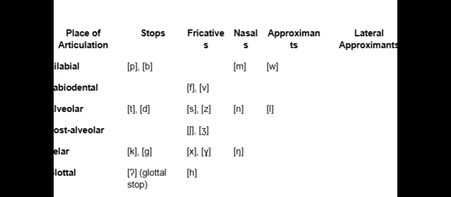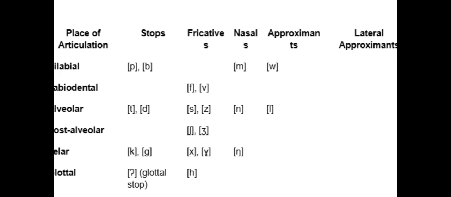Pulmonic consonants, the basics. Consonants are categorized based on three key features. Place of articulation: where in the vocal tract the sound is produced, e.g., lips, teeth, palate. Manner of articulation: how the airflow is manipulated to produce the sound, e.g., stopped, fricated. Voicing: whether the vocal cords vibrate during the sound's production, voiced, or not, voiceless. Let's look at the IPA chart for pulmonic consonants to understand this better.